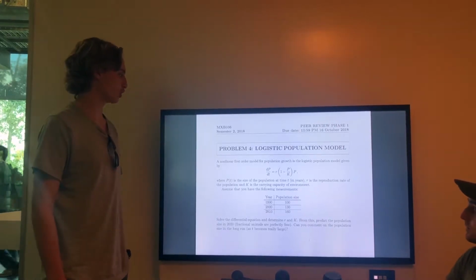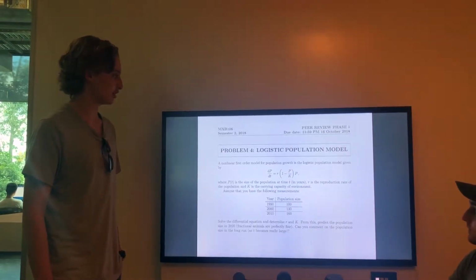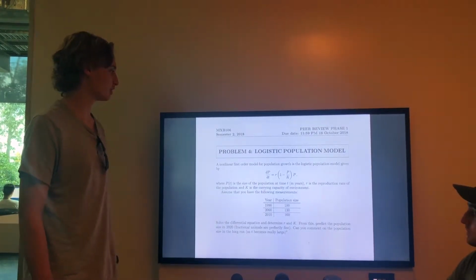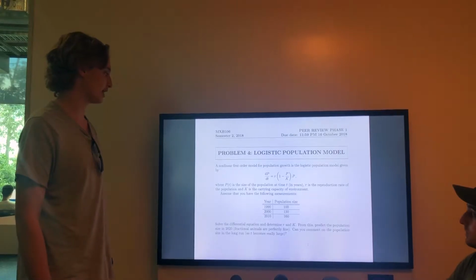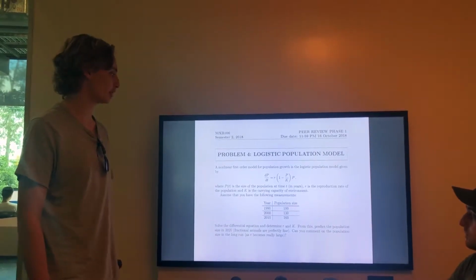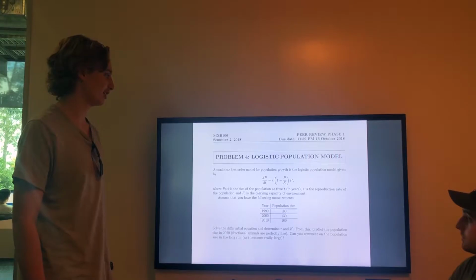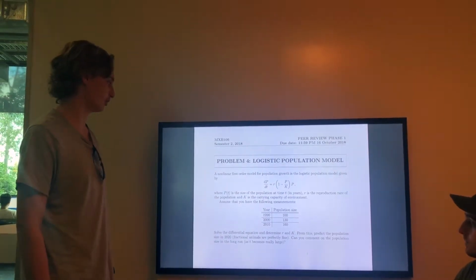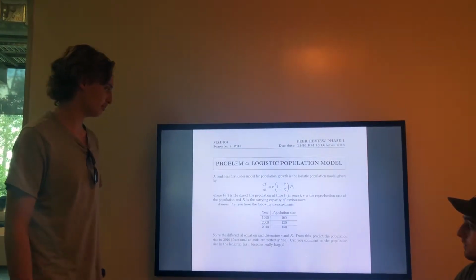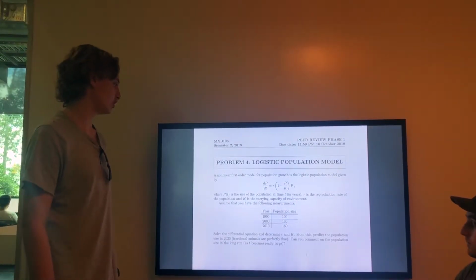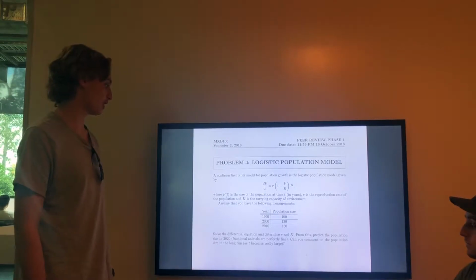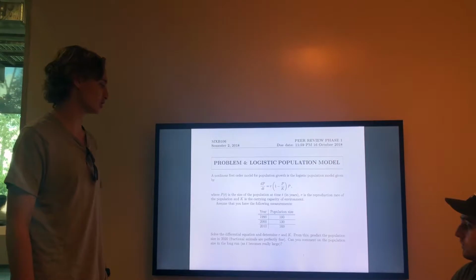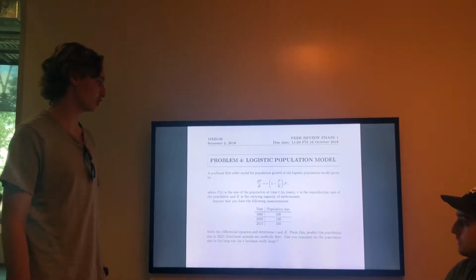A nonlinear first-order model for population growth is a logistic population model given by dp/dt = r(1 - p/k)p, where p(t) is the size of the population at time t in years. r is the reproduction rate of the population and k is the carrying capacity of the environment. Assume that you have the following measurements: year 1990 where the population is 100, year 2000 where the population is 130, year 2010 where the population is 160. These are initial values used throughout the solution.